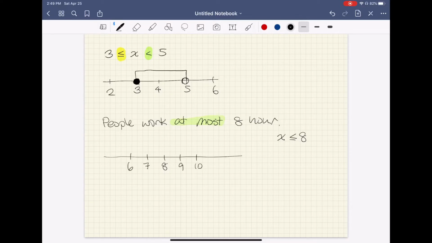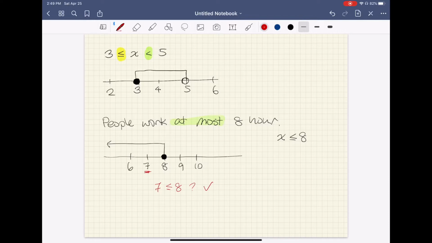Okay, and our inequality sign is less than or equal to. So this circle will be a closed circle. And which way does it go if it's less than or equal to? You go to the left. If you're still not sure, plug in a value and check. So 7, is 7 less than or equal to 8?